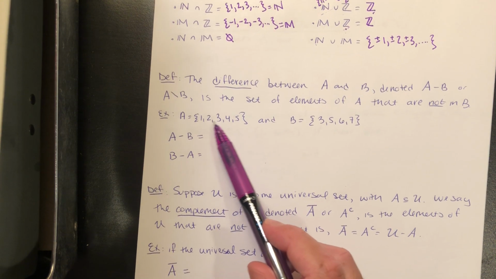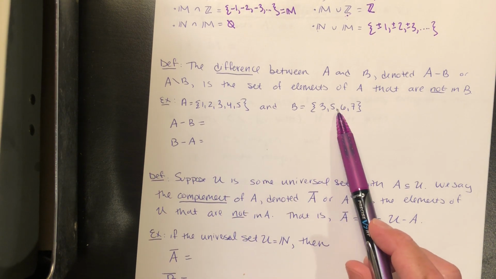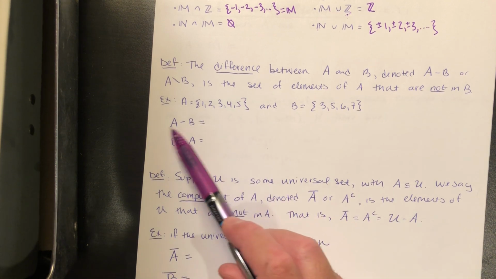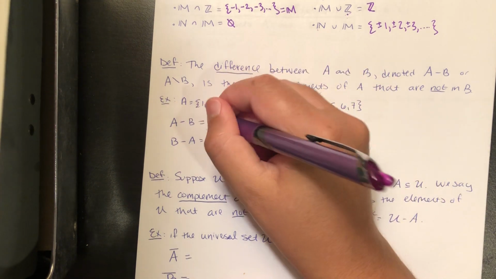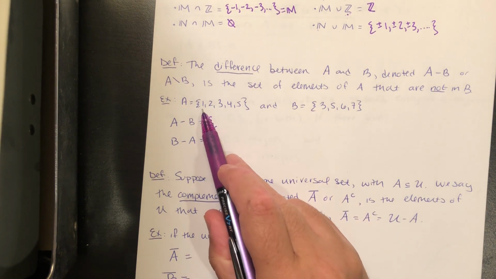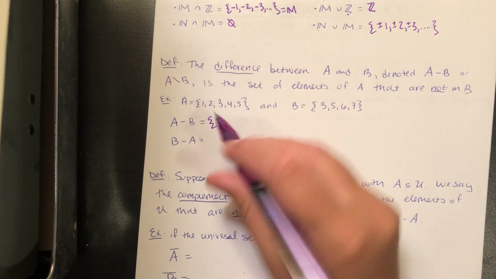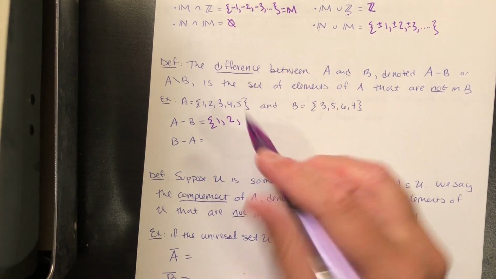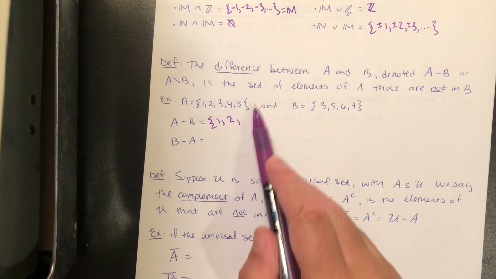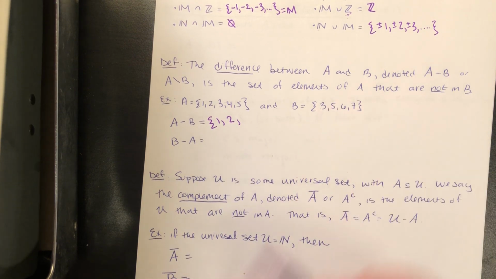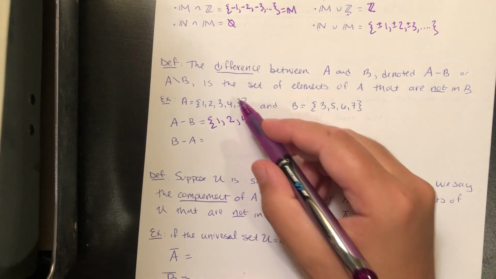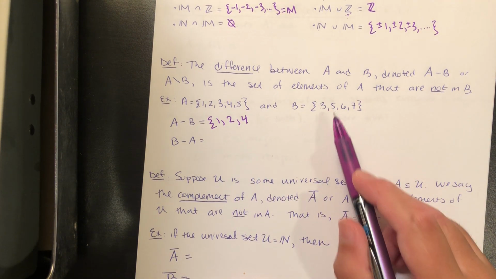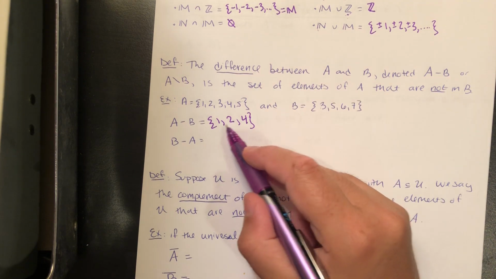A is the set 1, 2, 3, 4, and 5. B is the set containing 3, 5, 6, and 7. So A minus B is just going to be the elements of A that are not in B. All right, well, that means 1 gets to stay because it's not in B. 2 gets to stay because it's not in B. But 3 we have to throw out, right? We're taking away all of the elements of B, so we're going to take this away, right? We're not going to include 3 here. 4 gets to stay because it's not in B. But 5 we sort of have to take it away as well because it's an element of B. And so we're left with 1, 2, 4.